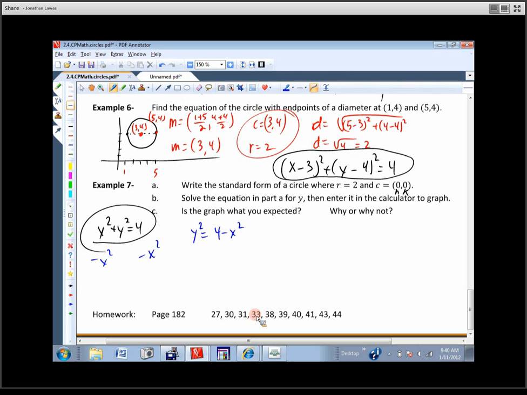Is the y by itself yet? It's not. What do we need to do? We need to take the square root. So we'll take the square root of both sides. Now I have y equals the square root of 4 minus x squared. Okay? So did we solve for y? Did we follow the instructions for b? Yes. Okay. So this is what we've got. We're going to take that and type it into the calculator.